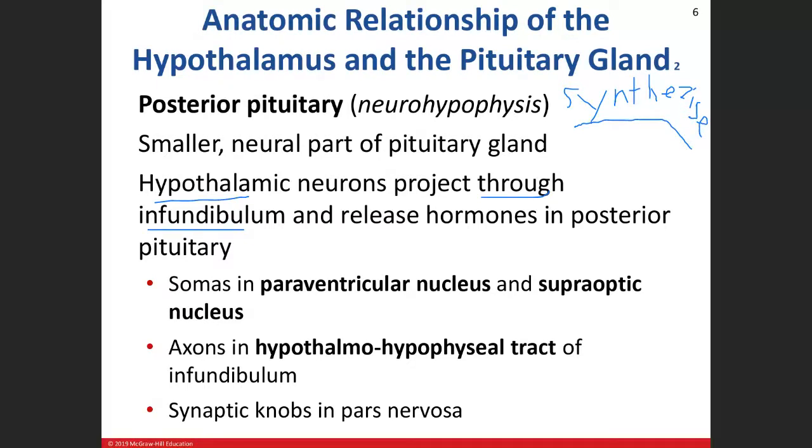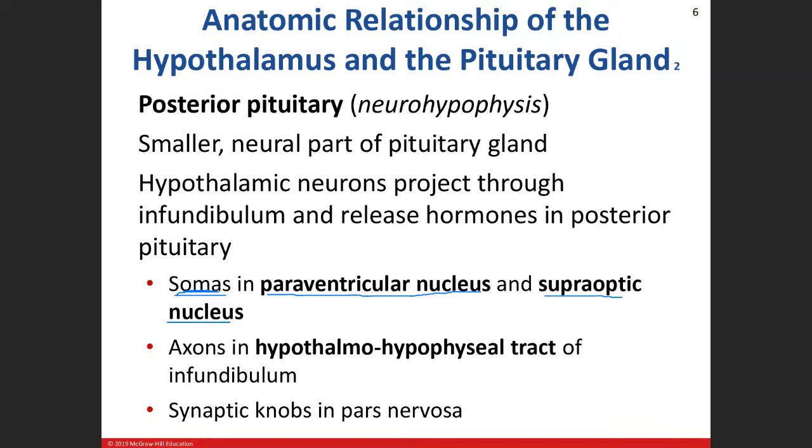Trust me. But you do want to know this. The cell bodies, the somas, are located, and you need to know these, in the paraventricular nucleus of the hypothalamus and the supraoptic nucleus of the hypothalamus. There are many nuclei up there in the hypothalamus, but the two of note for chapter 17 are the paraventricular and the supraoptic.